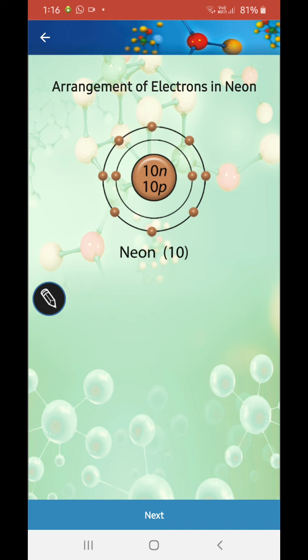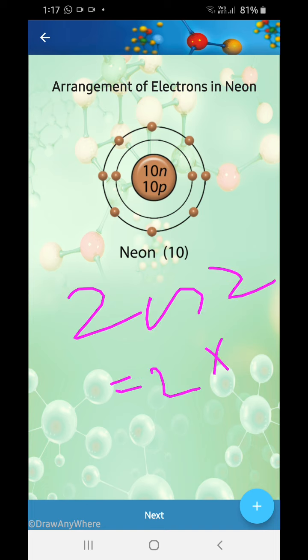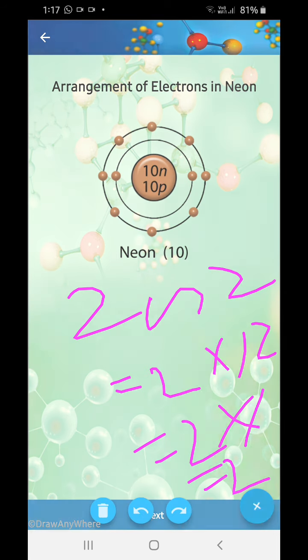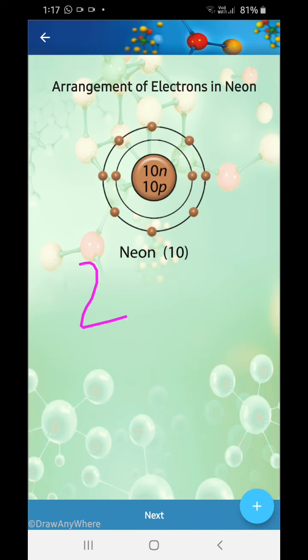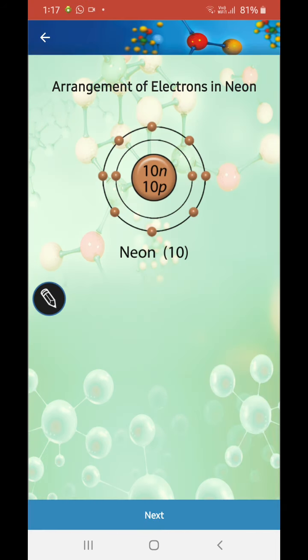Now neon is also the same thing. Just see over here, neon is a noble gas. Now see 2n square. 2 into 1 square, 1 square is 1, 2 into 1 equals 2. Next, see 2n square: 2 into 2 square is 4, 2 into 4 is 8. So we get it, right?